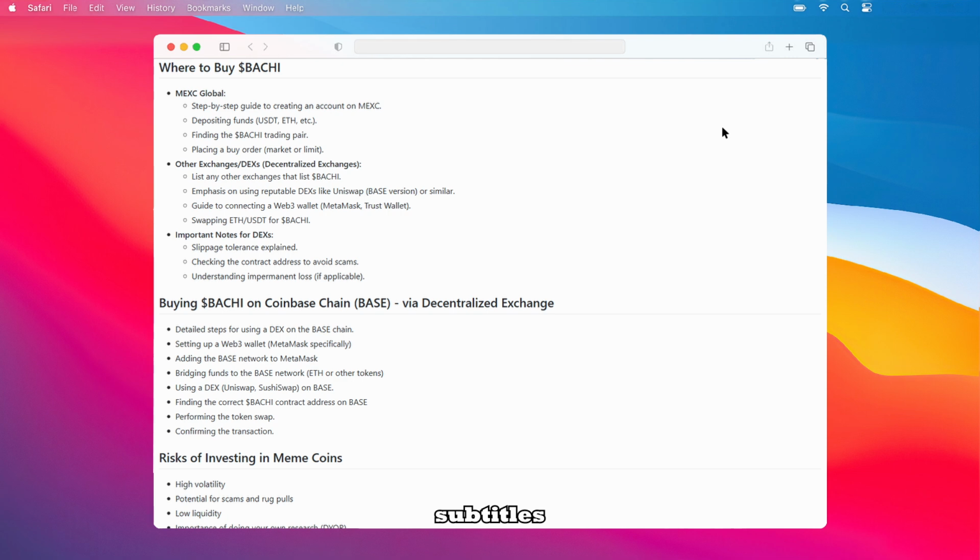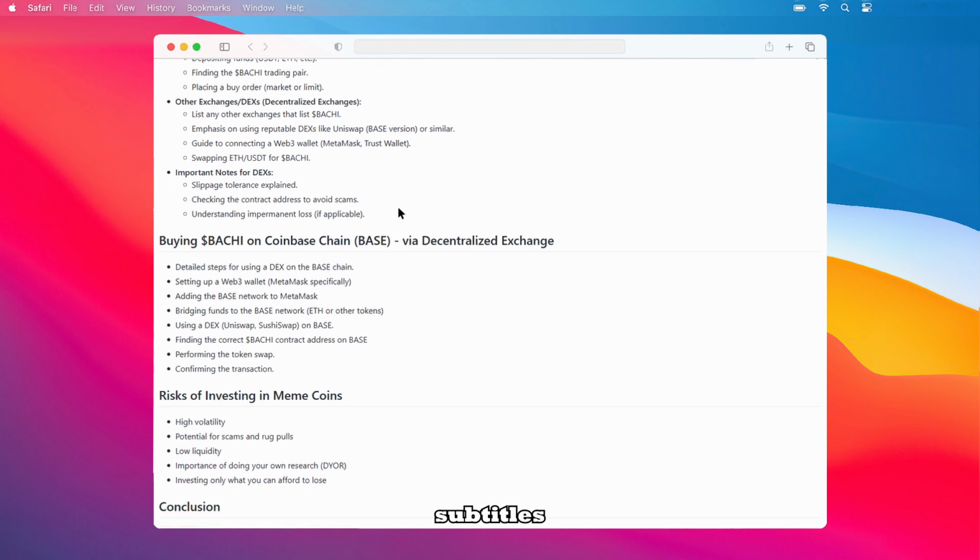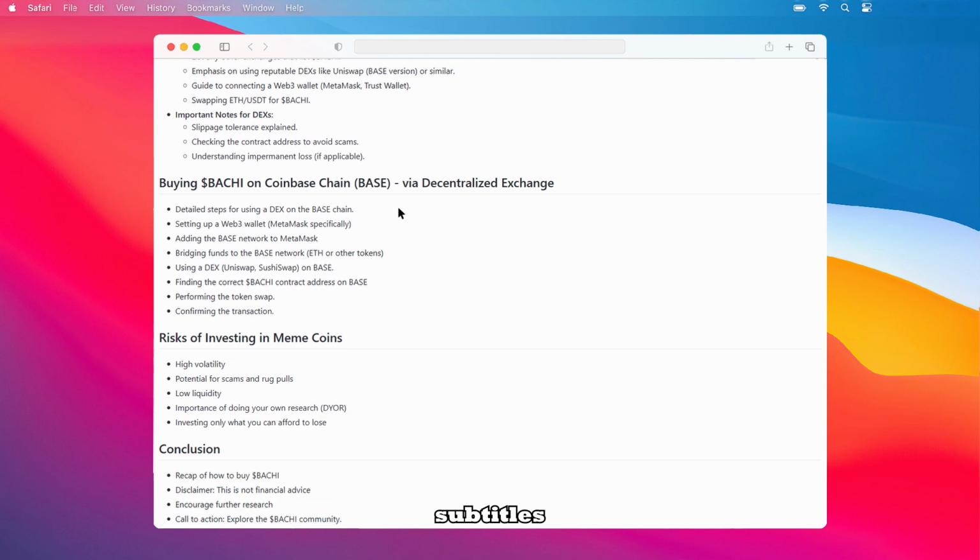Typically, this involves transferring ETH or other supported tokens from another network like Ethereum. Once your funds are on Base, you can start using a DEX like Uniswap or SushiSwap, but specifically the versions deployed on Base. A critical step is finding the correct contract address for BACHI on the Base network. Make sure you verify it through official channels to avoid scams. With the correct contract address in hand, you can perform the token swap, exchanging your ETH or other tokens for BACHI. Finally, make sure to confirm the transaction in your MetaMask wallet to finalize the purchase.